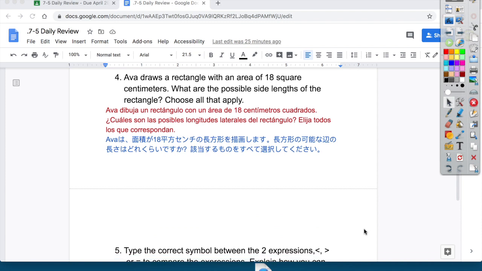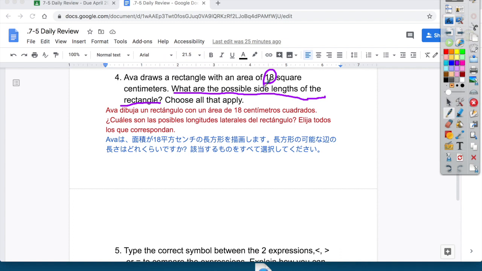Ava draws a rectangle with an area of 18 square centimeters. What are all the possible side lengths of the rectangle? So let's do cubes. We're going to circle the important numbers. We're going to underline the question. We're going to box any math action word.